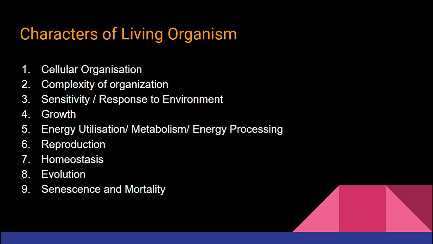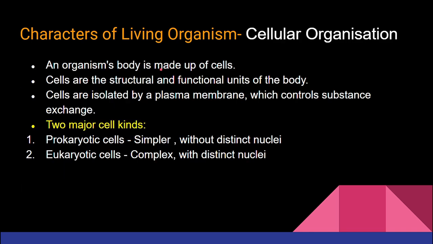Now, the characters of the living organism. These are the 9 characters which are given in your textbook, and one by one we are going to study all the characters in detail. So let's start with the first one, that is cellular organization.